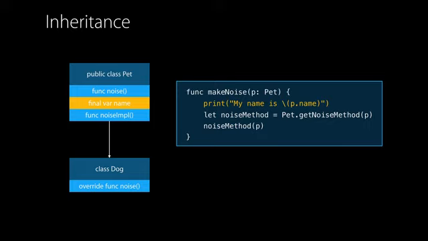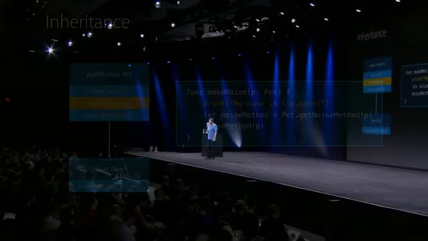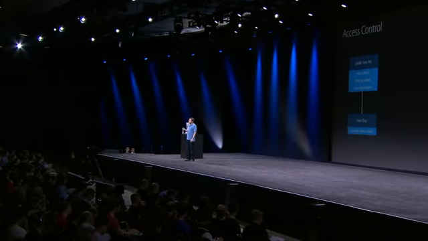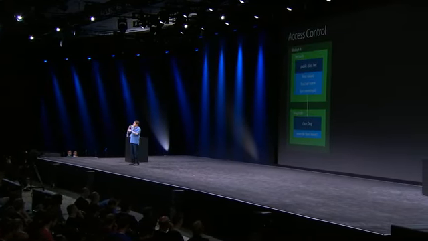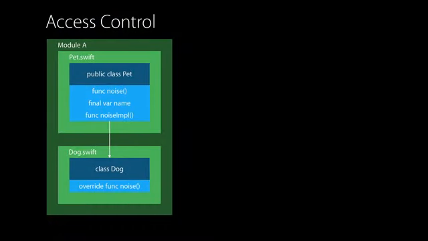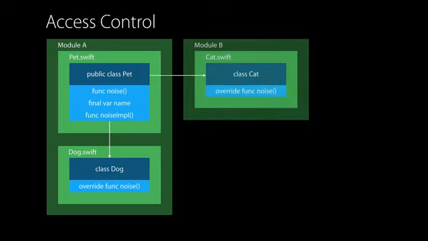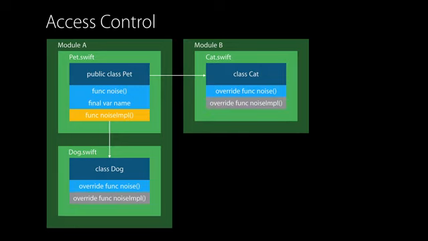Now that we've talked about final and inheritance constraints, I'd like to talk a little bit about access control. Turns out in this API, Pet and Dog are in separate files, pet.swift and dog.swift, but are in the same module, module A. Additionally, there is another subclass of Pet called Cat in a different module, in the file cat.swift. The question I'd like to ask is, can the compiler emit a direct call to noiseImpl? By default, it cannot. This is because by default, the compiler must assume that this API intended for noiseImpl to be overridden in subclasses like Cat and Dog.